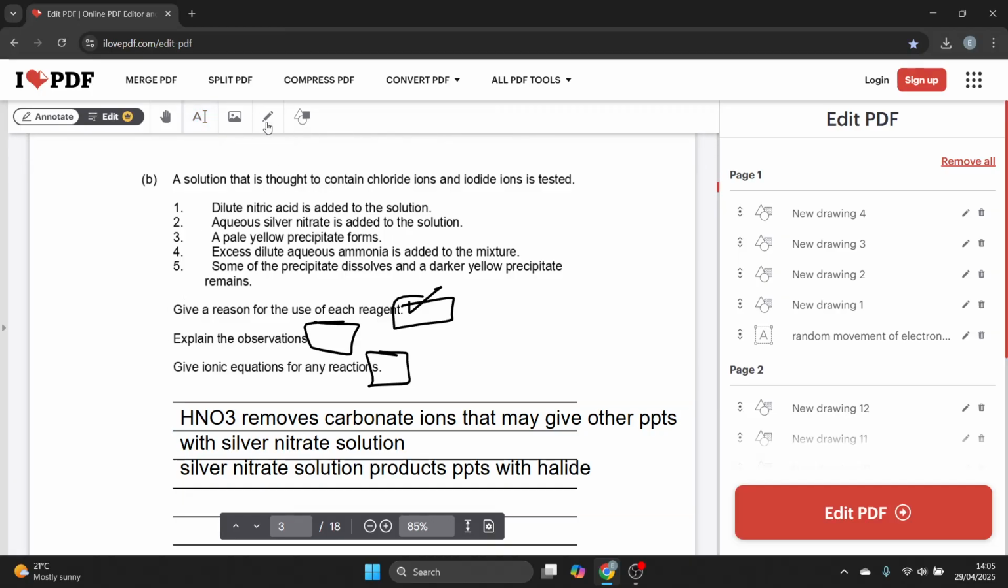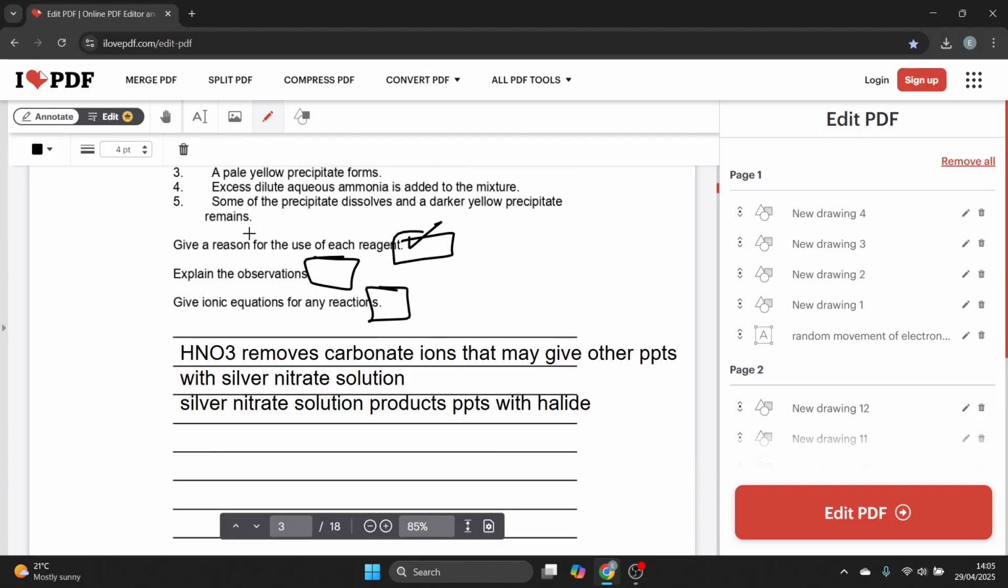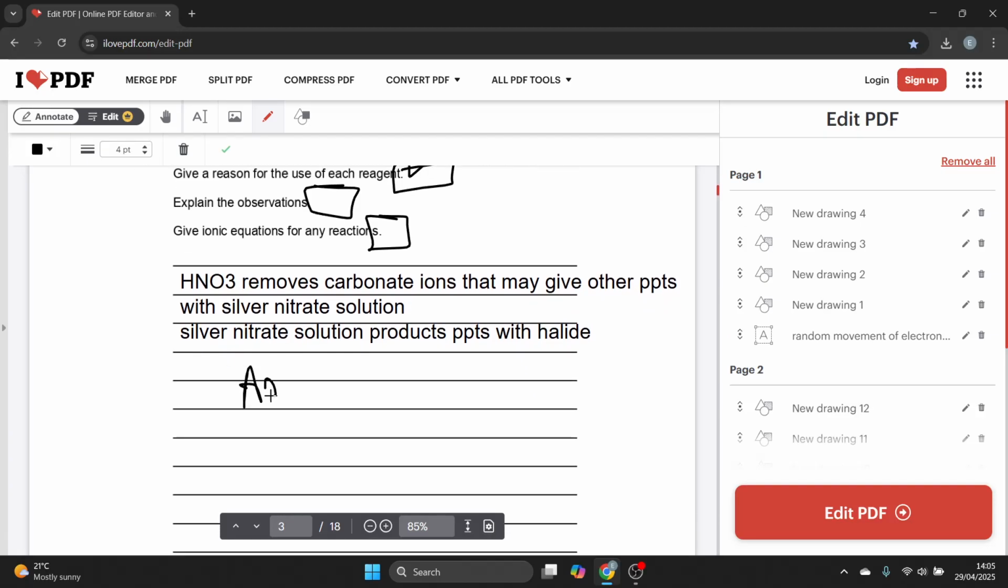And then the ionic equation, well, obviously you're going to have Ag+ aqueous plus Cl- aqueous gives AgCl solid.